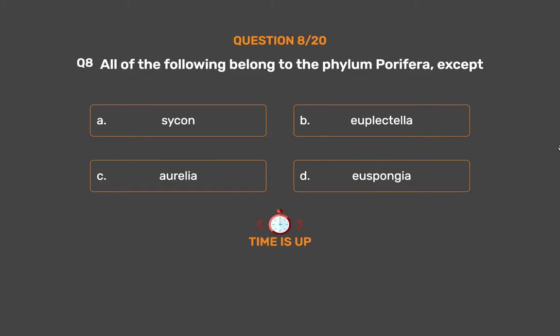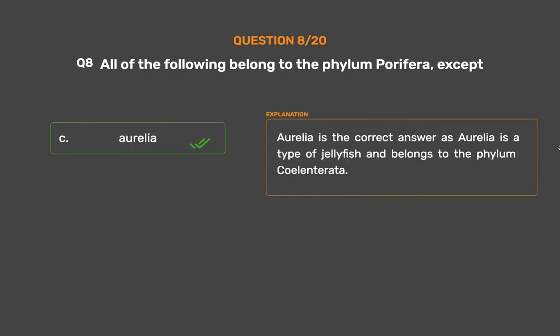The correct answer is Option C. Aurelia. Aurelia is the correct answer, as Aurelia is a type of jellyfish and belongs to the phylum Coelenterata.